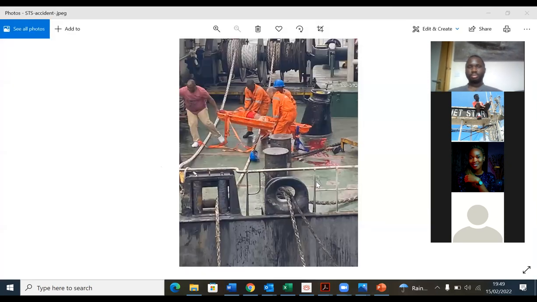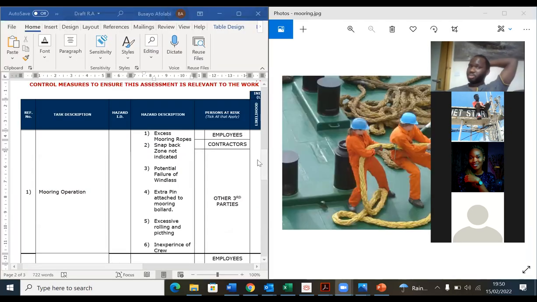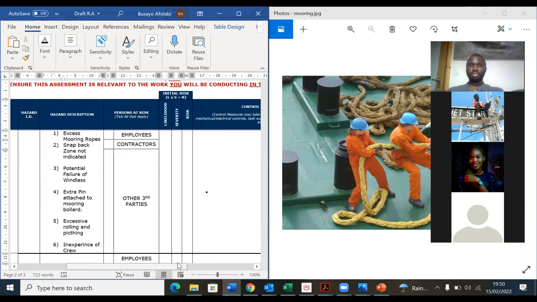Is everybody seeing my screen here? Yes, this happens. This is not the first time. This is really brutal, but it really happens, especially when you find yourself in places like that. So now we've been able to identify six hazards, and we're able to understand why we call these hazards.